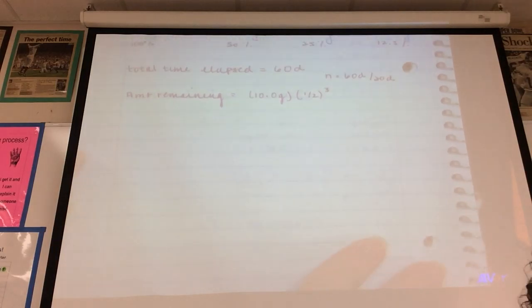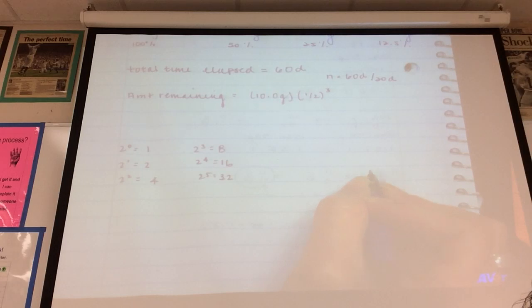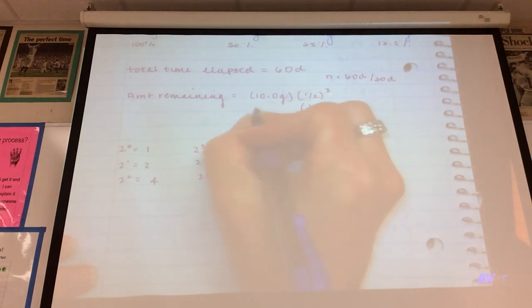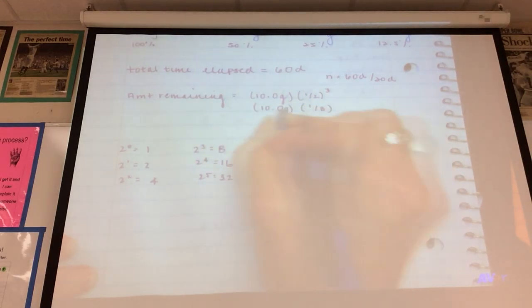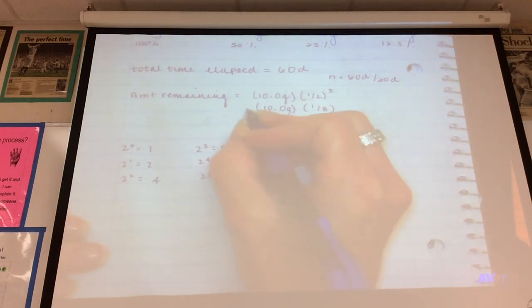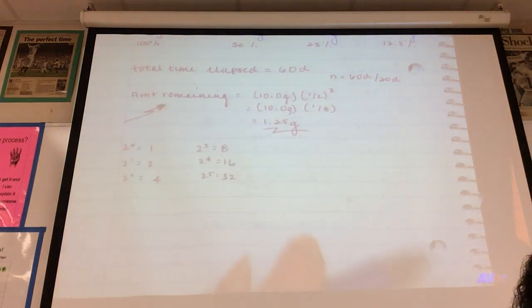Now, as a reminder, before we push that forward, what's 2 to the 0? 0. No, it's 1. 2 to the 1 is 2. 2 squared is? 4. 2 to the third is? 8. 2 to the fourth? 16, 32. And that's as far as we're going to get. So 1/2 to the third power is 1/8, and 1/8 of 10 grams, 10 over 8 or 5 over 4, is 1.25 grams. So you can do it either way. Usually the kids like this method because it's quick.